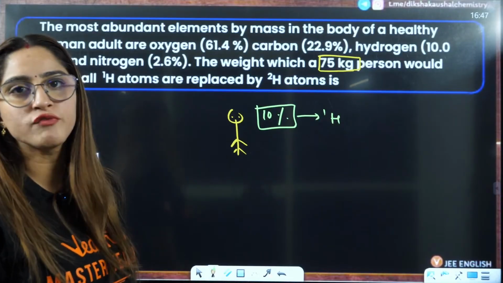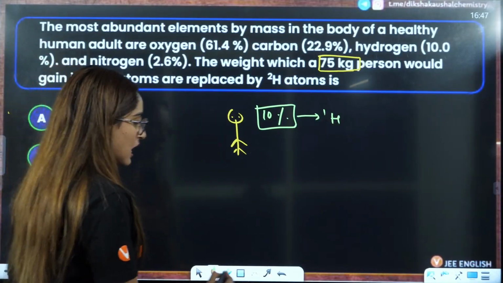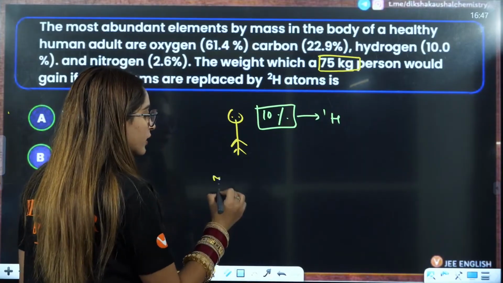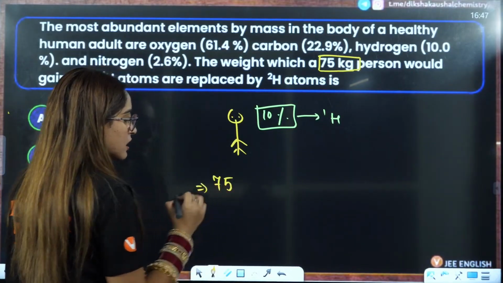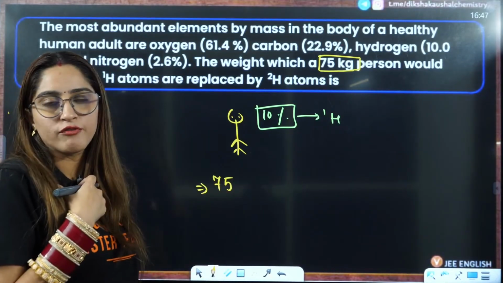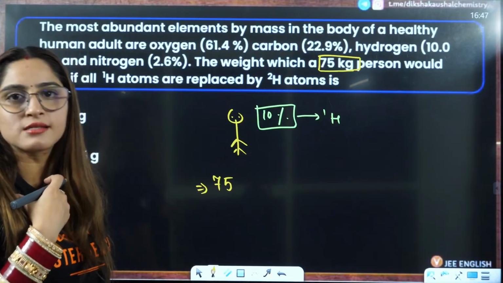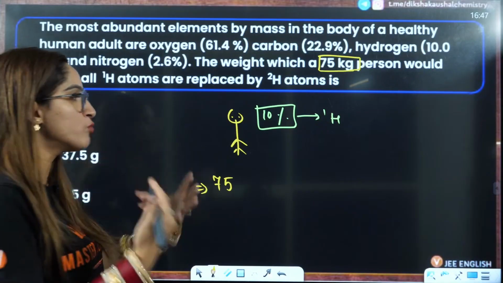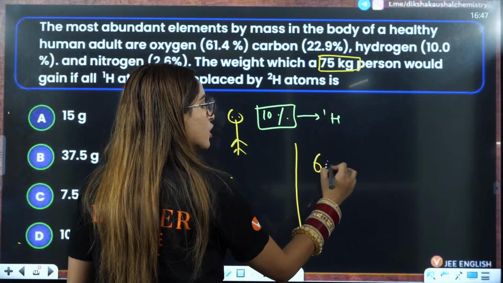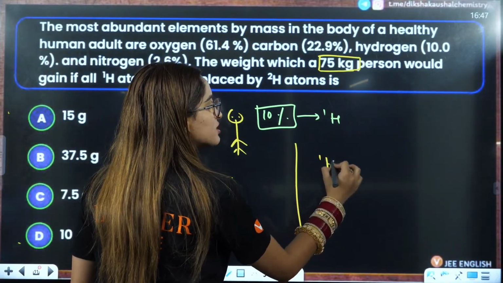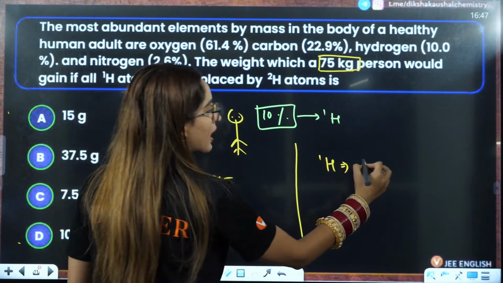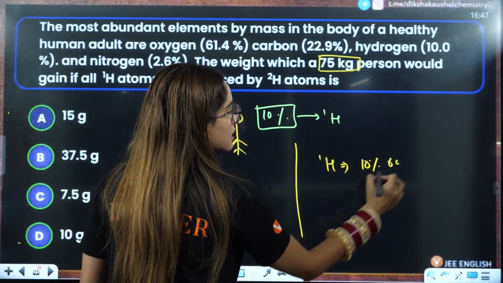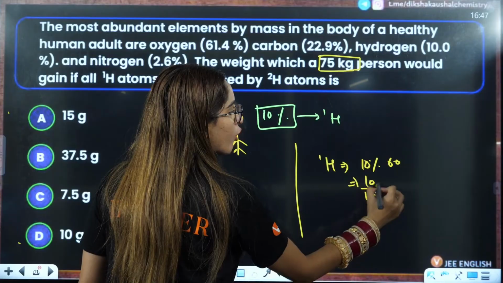If the hydrogen is a hydrogen 1 isotope, now they are saying the weight of that human is 75. In that person, for example, my weight is, let's say, 60. According to my weight of 60, how much hydrogen 1 isotope does my body have? It has 10% of 60. That means 10 by 100 of 60.